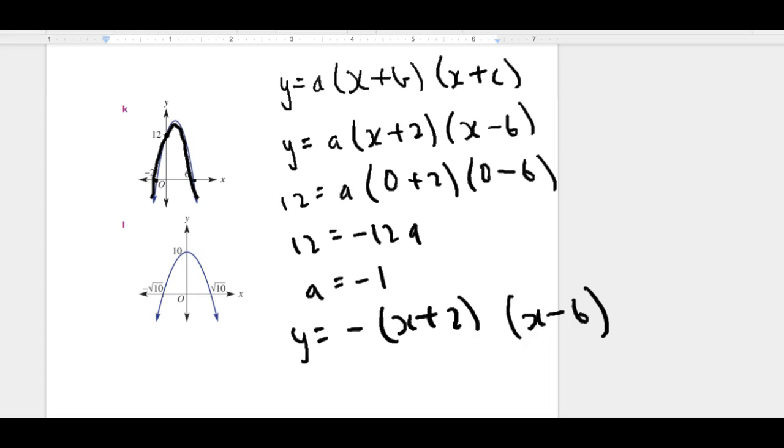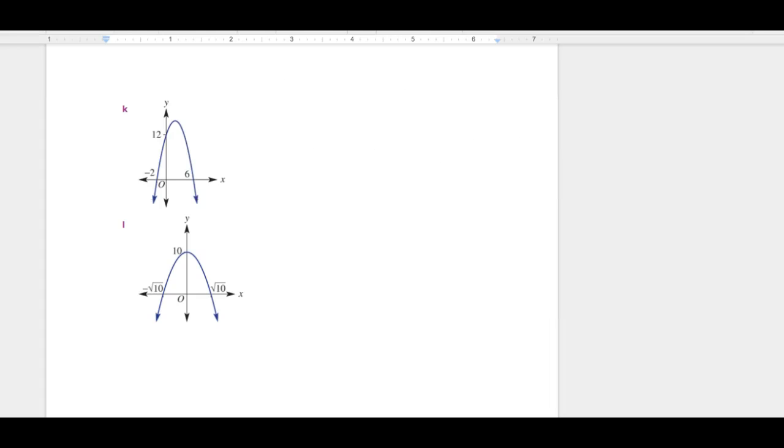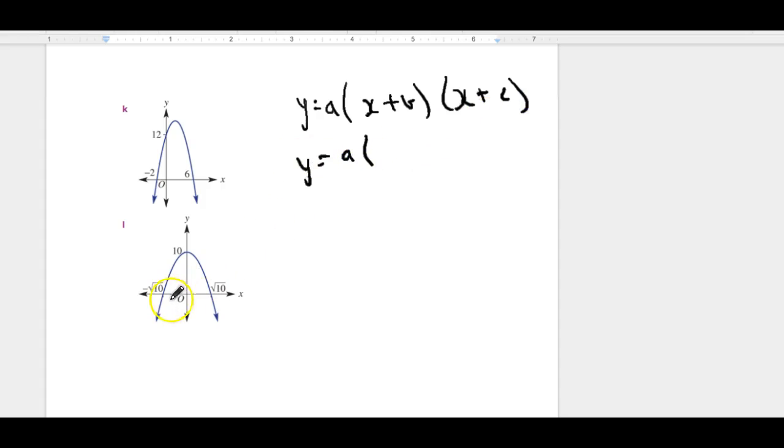All right, let's do one more, just because we can. And I'm going to do the very last one because it looks like fun. Okay. Y equals, oops, don't forget the A, x plus B, x minus, plus C, sorry. Okay, so let's substitute them in. So we've got -√10 here, so I'm going to do x plus √10, and then x minus √10.